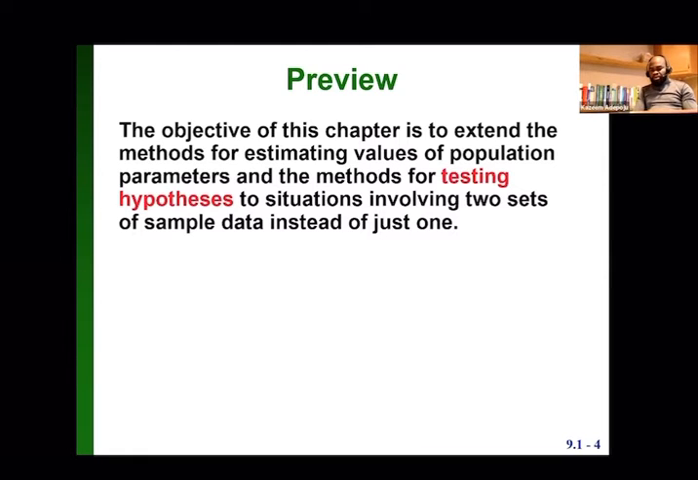Okay, so the objective is just to extend the methods of estimating values of population parameters and the method of testing hypotheses to situations where we have two sets of sample data, not just one. The one we've done before, we tested the validity of a claim in one population.